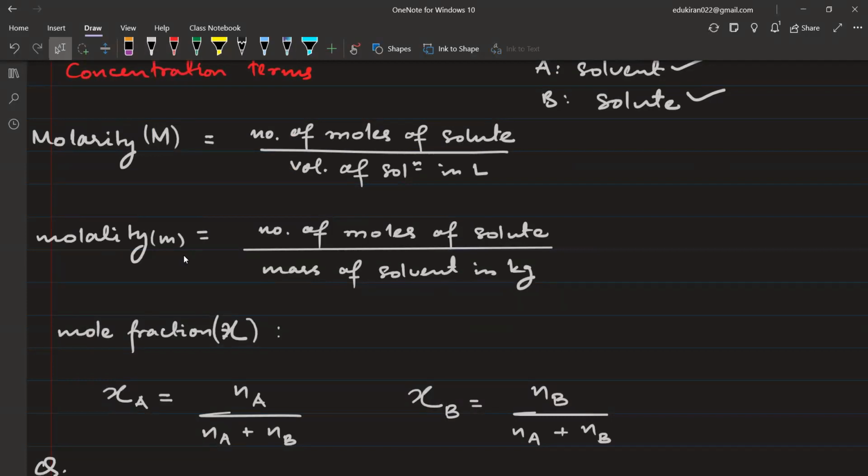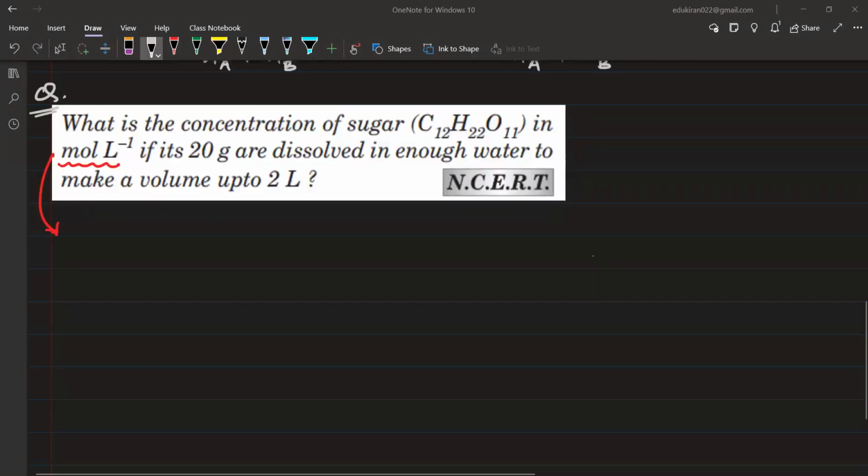Chat में बताइए answer. It will be the unit of molarity. Yes, very good. All of you got this right. That means you have to calculate what? Molarity. I think all of you can do this question, right?